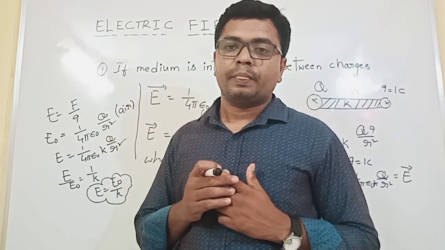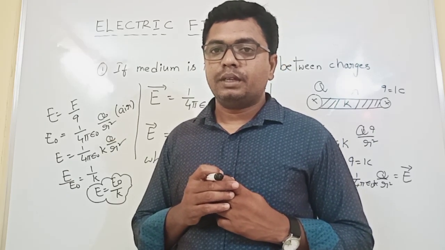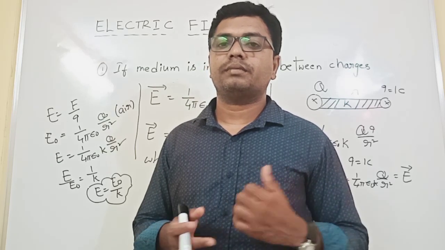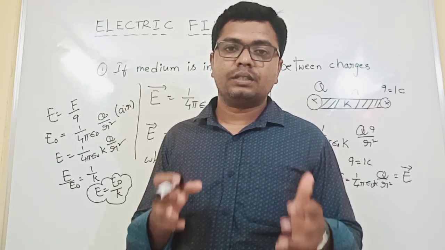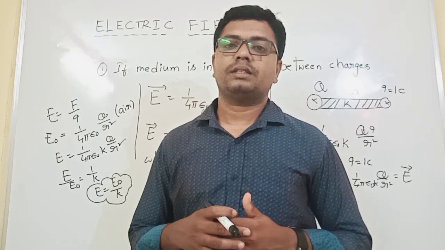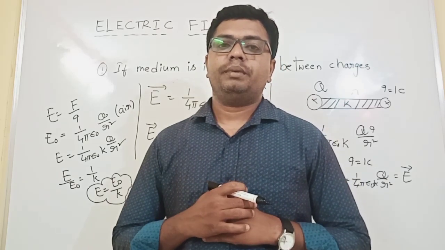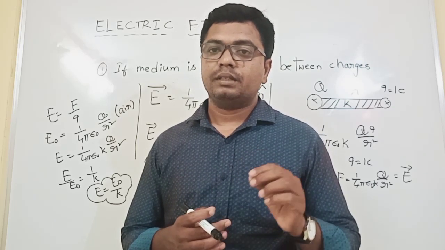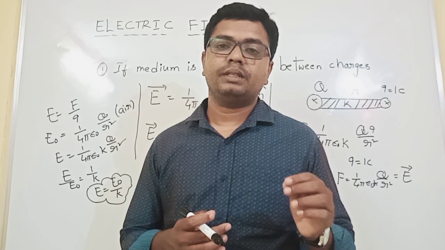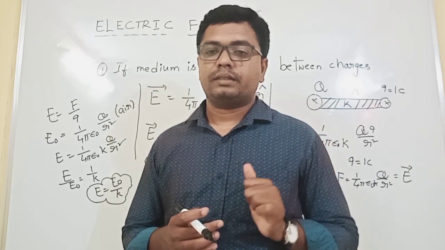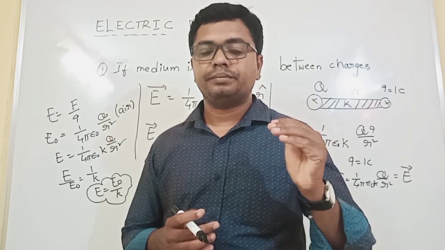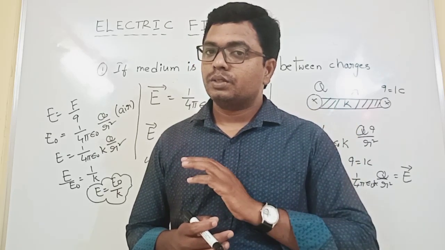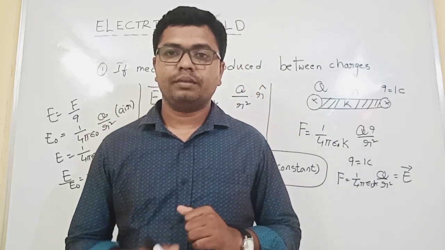So from this we conclude that the medium between the charges influences the strength of the electric field. If you change the medium, the electric field strength also changes. If you keep the medium constant, it remains constant. But k is nothing but the relative permittivity or dielectric constant. It can change from medium to medium. The dielectric constant has no units. That is the conclusion of this.